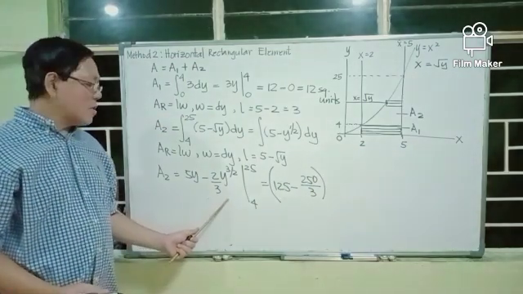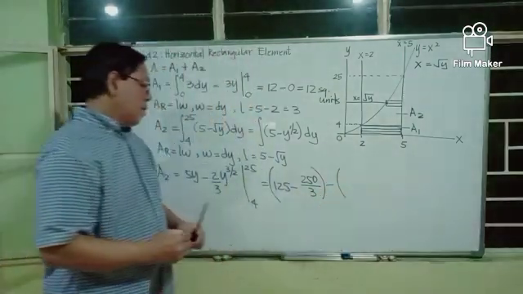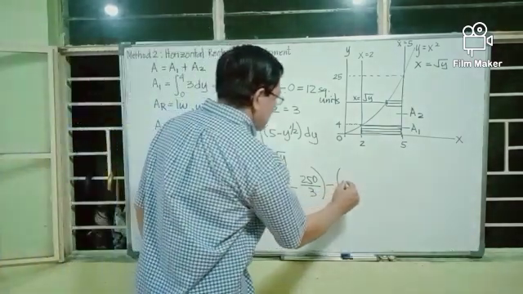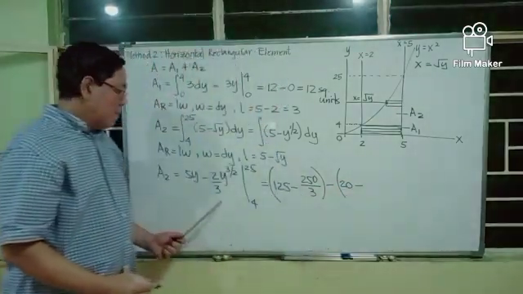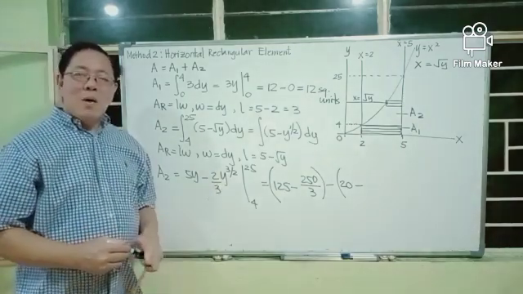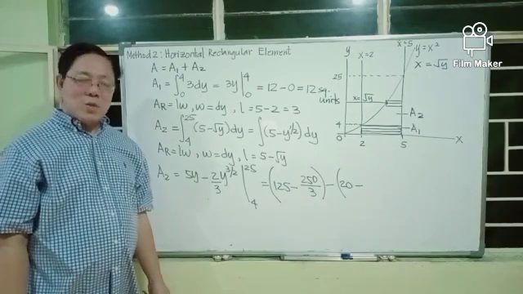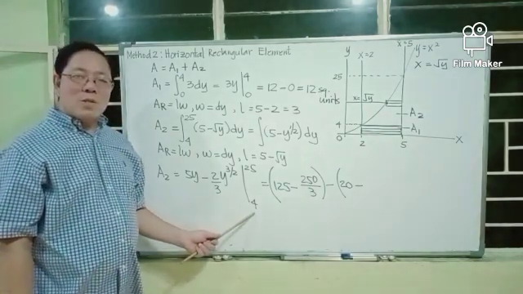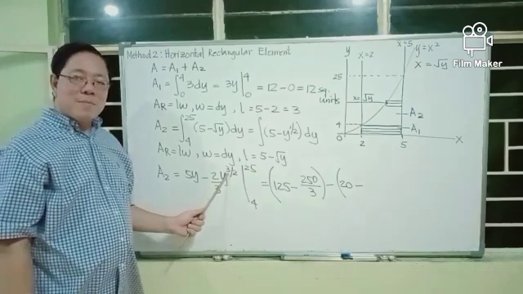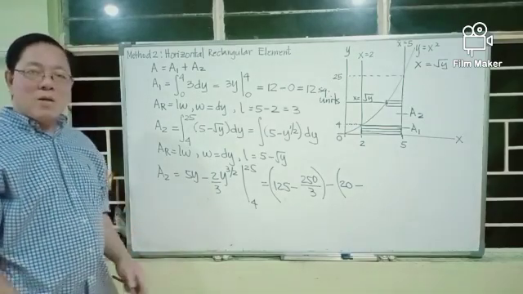Minus, we evaluate this same expression when y now is 4. When y is 4, we get 5 times 4 is 20, minus 2/3 times 4 raised to 3 halves. 4 raised to 3 halves, you can use your calculator, or the square root of 4 is 2, to the power 3, 2 to the power 3 is 8. Multiply by 2 is 16 over 3. Minus 16 over 3.